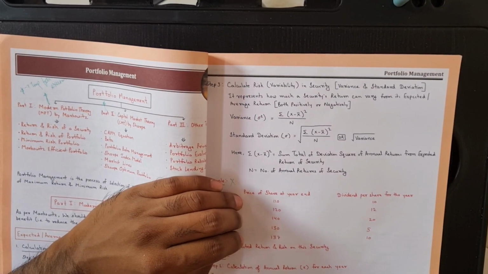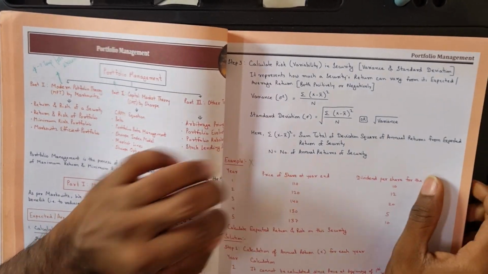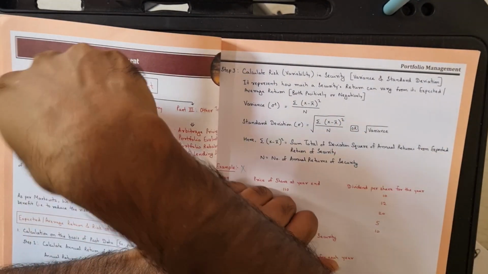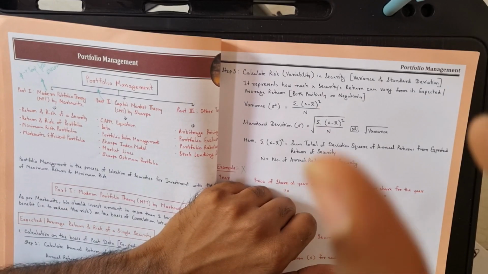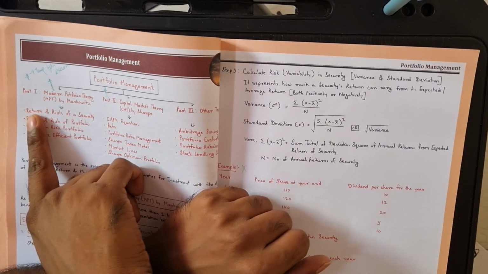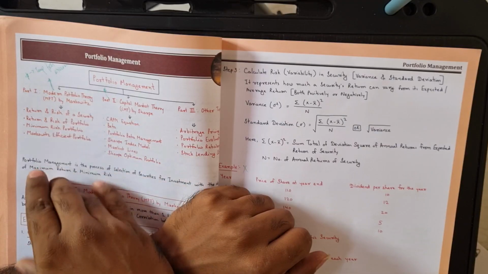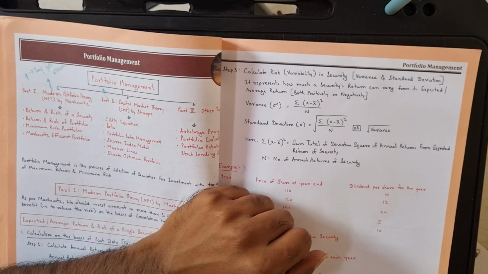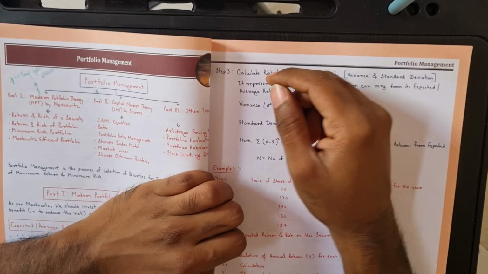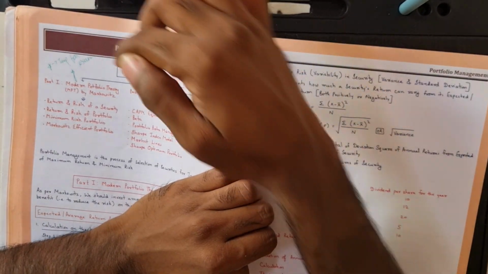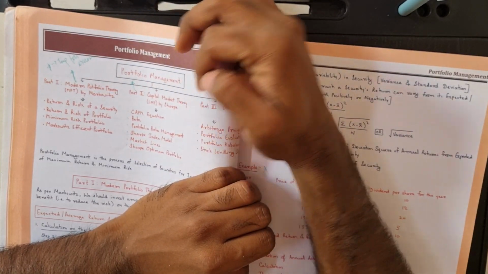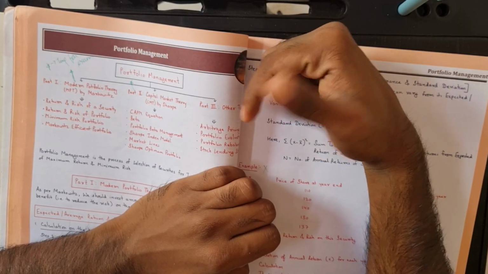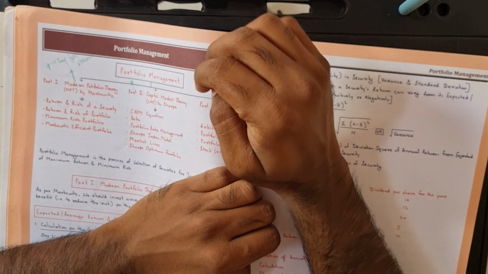Let us start with portfolio management. This chapter is divided into three parts. First, modern portfolio theory, MPT by Markowitz. In it, we have certain things. Then we have capital market theory, CMT by Sharpe. And third, we have other topics. For the exam, modern portfolio theory and capital market theory by Sharpe are very important. Part 3, other topics, is not as important as these two.